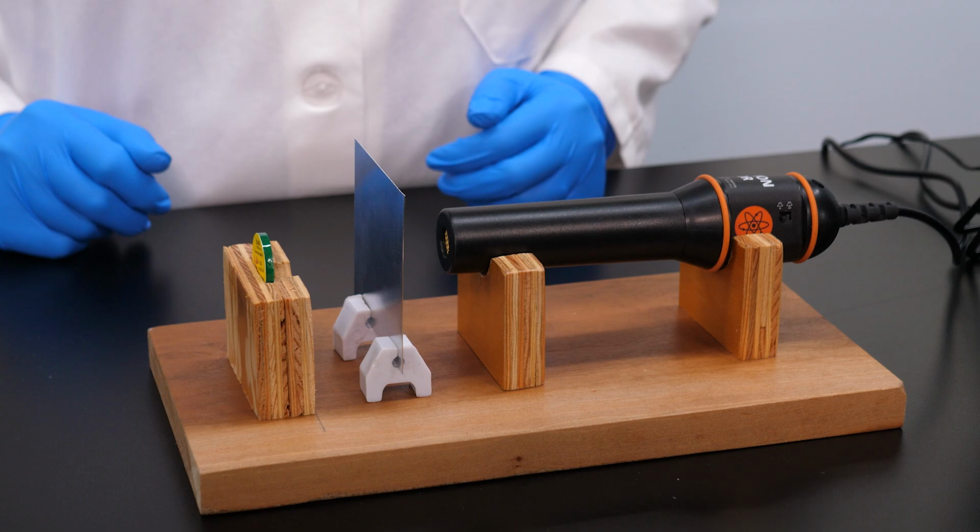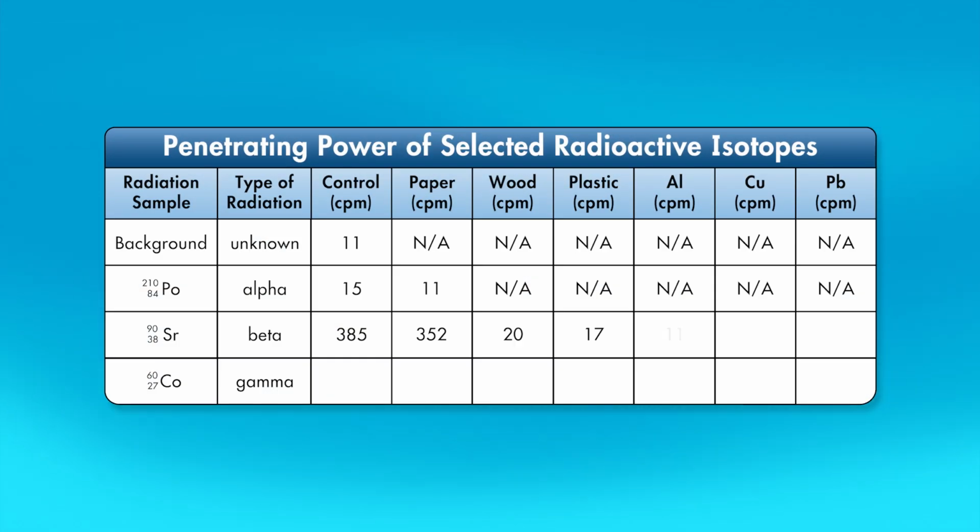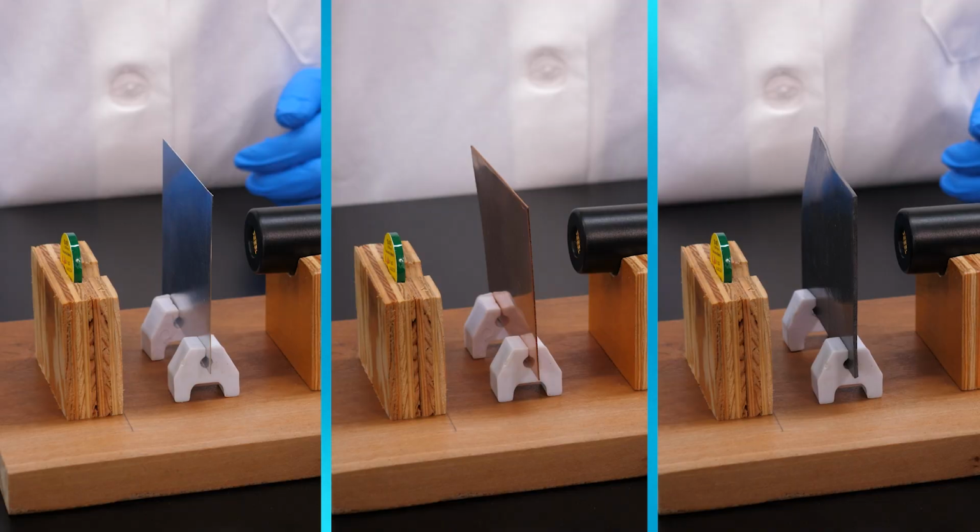Even though this shield is much thinner than the wood or plastic shield, it has a higher density. With the aluminium shield in place, the number of counts is 11 counts per minute, which is the same as the background radiation. Since background radiation is always present, a radiation count of 11 or less indicates that beta particles have been blocked. Denser materials have greater abilities to block radioactive emissions than materials with less density.